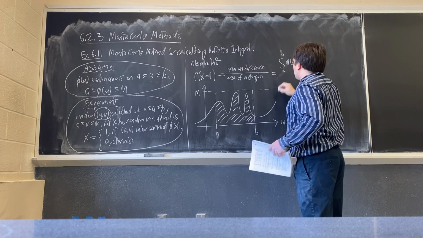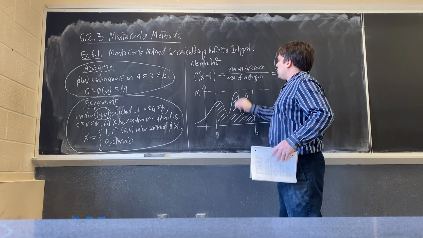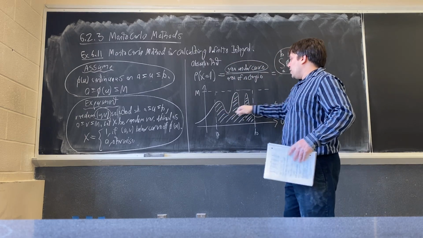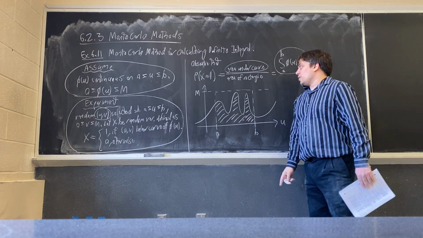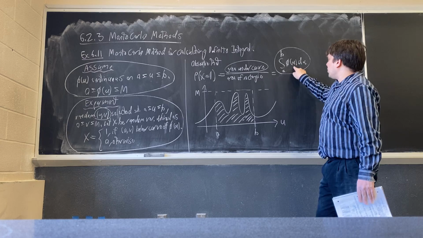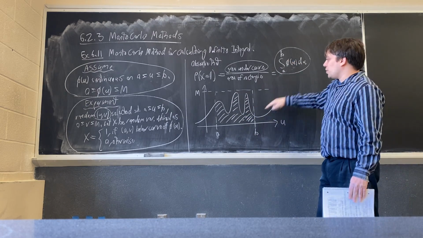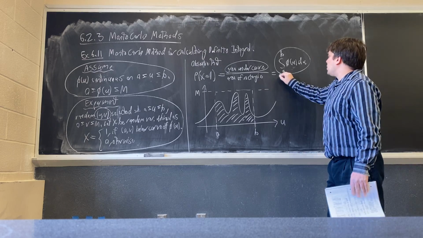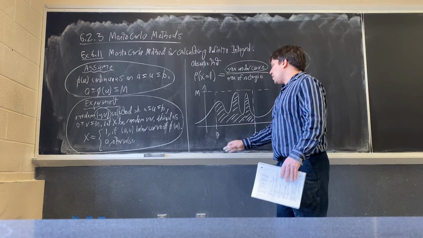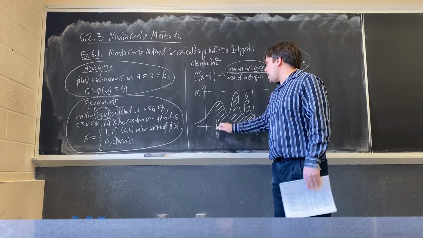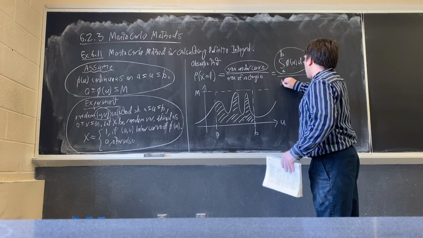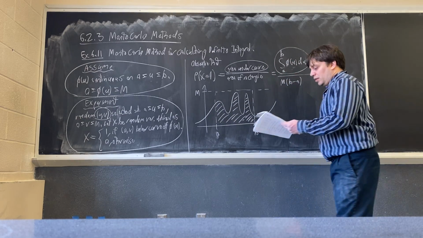This definite integral is the area under the curve, right? The area underneath the curve from a to b, a continuous function, is the definite integral from a to b of the value of the function as the integrand. This definite integral is just the area of the shaded region. Then you're dividing it by the area of the rectangle, which is just base times height, b minus a times capital M, or capital M times b minus a.